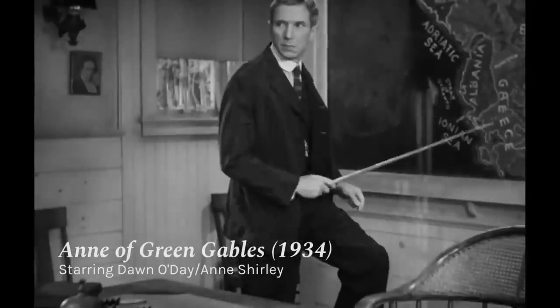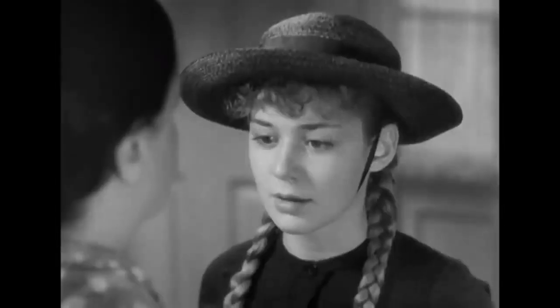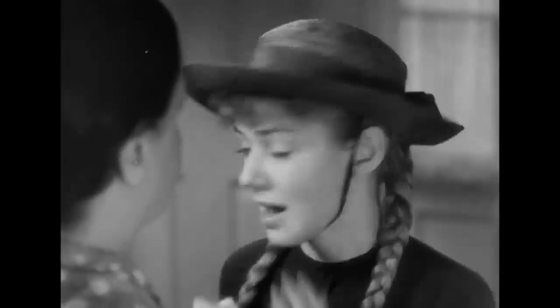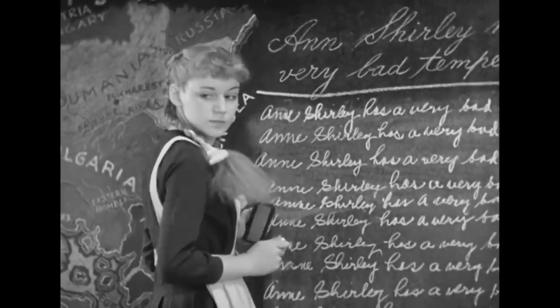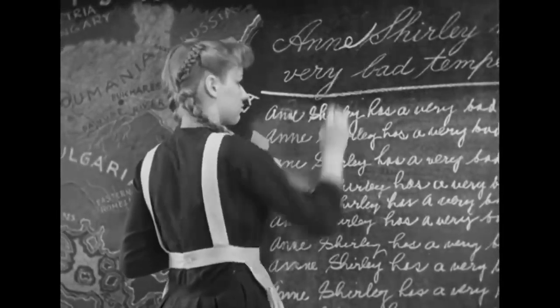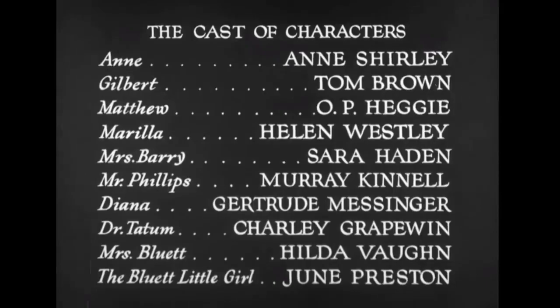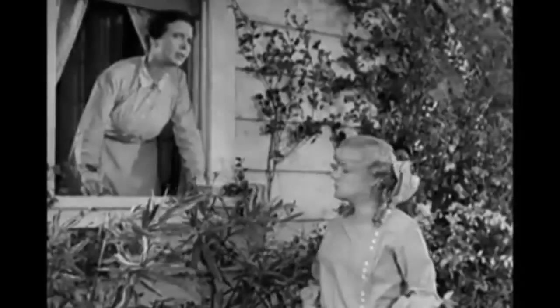RKO Pictures released one of the earliest film adaptations of Anne of Green Gables in 1934, starring Dawn O'Day. As part of a publicity stunt, the actress legally changed her name to Anne Shirley for the rest of her career. The film starts off adhering to the overall plot, from the beginning of the novel leading up to chapter 15.